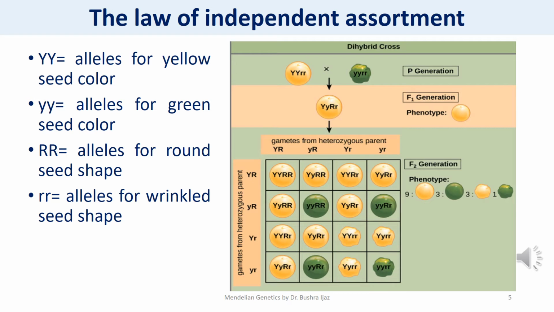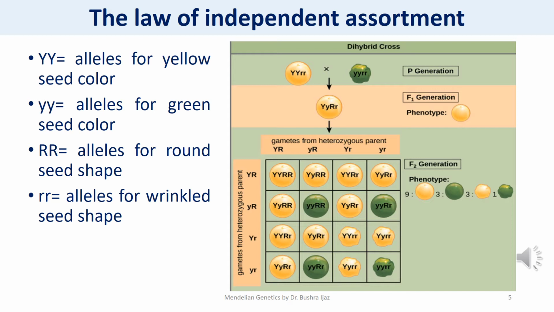The independent assortment of genes can be illustrated with the help of a dihybrid cross, which is a cross between two true breeding parents that express different traits for two characteristics. Here in the Punnett square, you can see a yellow round seed being crossed with a wrinkled green seed. Here capital Y is the allele for the yellow seed color, which is the dominant allele, and small y is the recessive allele for the green seed color. Similarly, capital R represents the allele for the dominant round seed shape, and small r is the allele for the wrinkled seed shape, and you all know that it is the recessive allele.